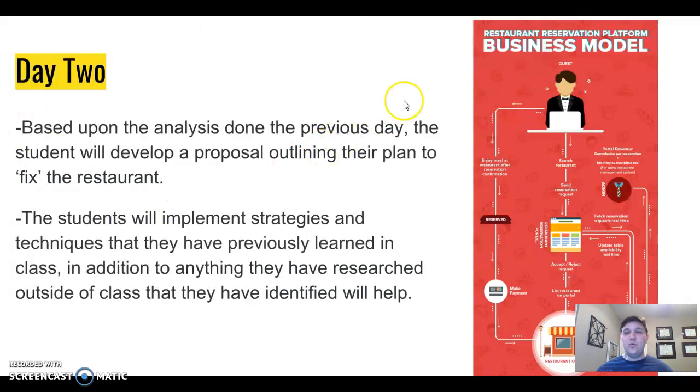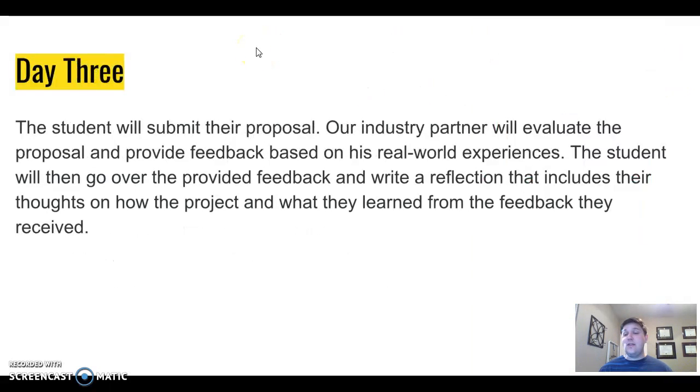Day three is where this is going to be a surprise to my students. At least the first couple. After a couple of them, they'll learn that this is what we do. But for day three, they're going to then submit their proposal. And what they don't know is that our industry partner is actually going to evaluate this. And he's actually a chef who owns his own restaurant. He also helps out at the Art Institute in San Diego.